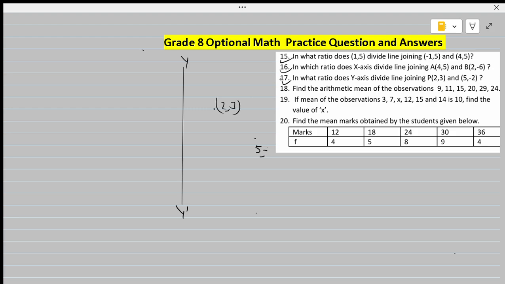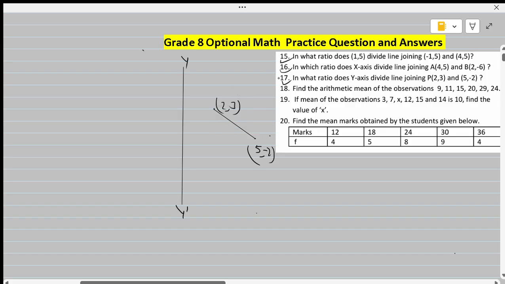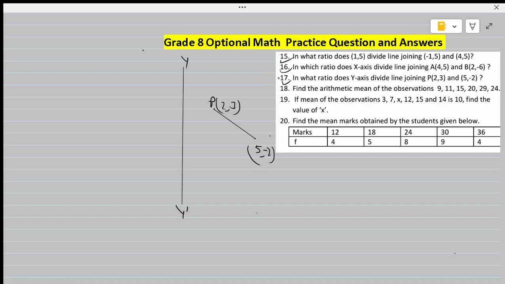No need to use external division separately, so the ratio will come out negative. I've kept the point randomly, alright? The line joining these two points, here P is the first point and next is Q. So PQ is getting divided by the y-axis externally in some ratio, and that ratio we have to find.